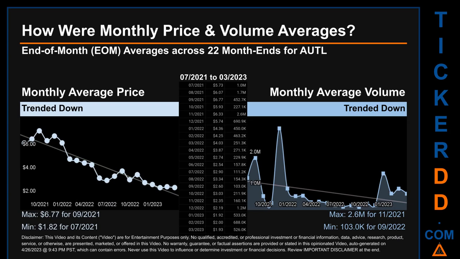How were price and volume averages for AUTL? Across 448 trading days, there were a total of 22 month ends, of which monthly averages for daily price and volume were calculated. Overall, monthly price average trended down while monthly volume average trended down. The maximum end-of-month average price was $6.77 for 09-2021 while the minimum was $1.82 for 07-2021. Looking at volume, 11-2021 and 09-2022 respectively saw the highest and lowest monthly average volume at 2.6 million and 103,000.